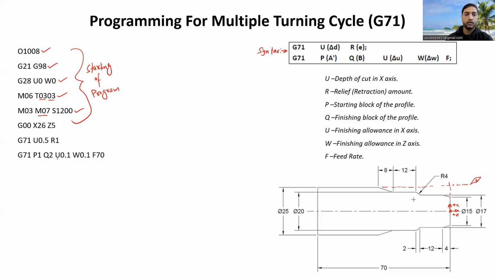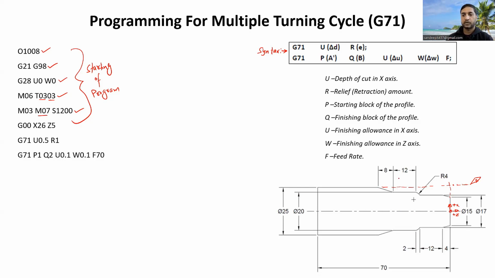Then we have U and W, which we are taking as 0.1, which means the finishing allowance we are taking here is 0.1 mm. So when we remove the material, that means when we are reducing the diameter from 25 to, let us say, 15, it will go up to 15.1 mm and leave 0.1 mm for the further finishing operation. So this is the significance of taking this finishing allowance. Then W is the finishing allowance in the Z-axis. Now, if you calculate the total length from here to here, it will be 4 plus 12, 16, plus 2, 18.